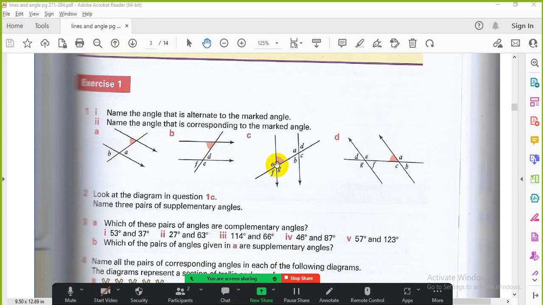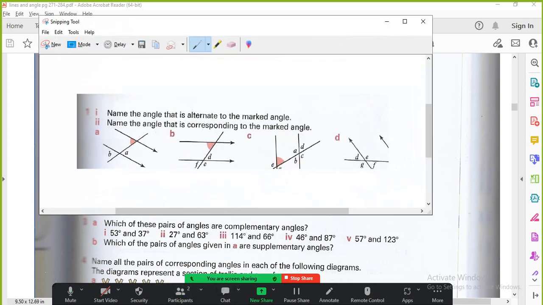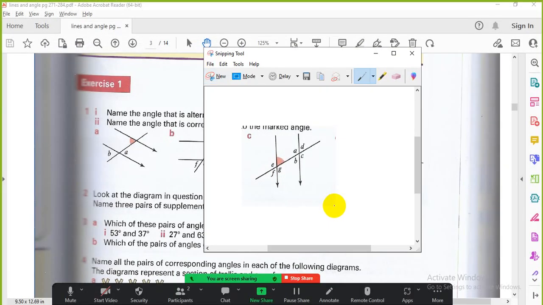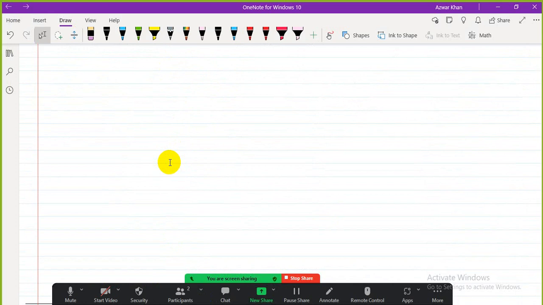C. Look at closely. Which one? C. Shape of Z. C, or D, B? No. It is always one angle you can name at the moment. So this one marked angle. Z shapes what? B. Do you want me to draw and show that? Yes, sir. Okay, I'll show you.